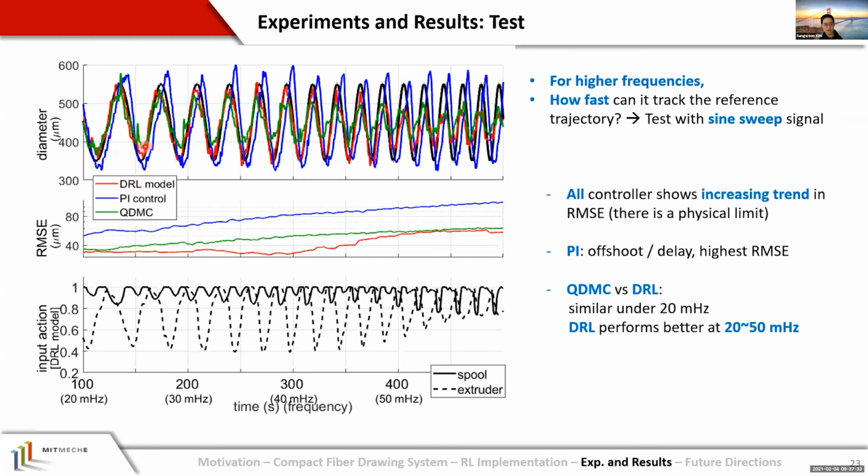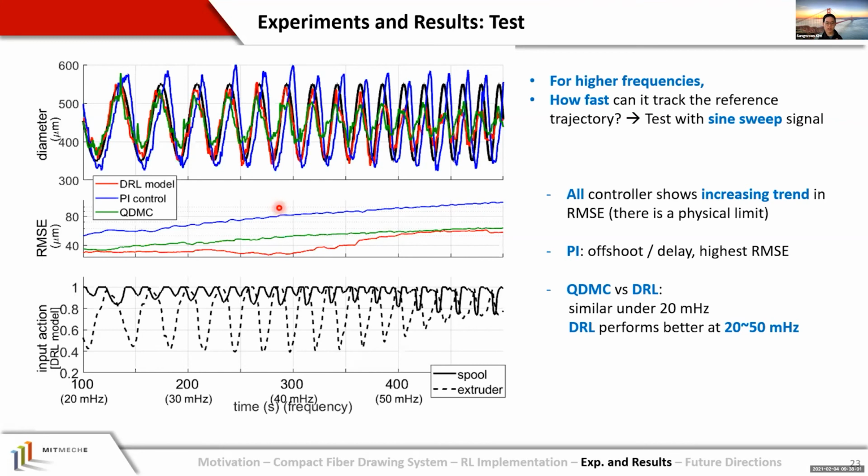As the frequency increases, all of the controllers show this increasing trend in RMSE. And this is obvious because there is a physical limit on how fast the system can respond. So eventually, all the controllers won't be able to track the reference if the frequency is too high.